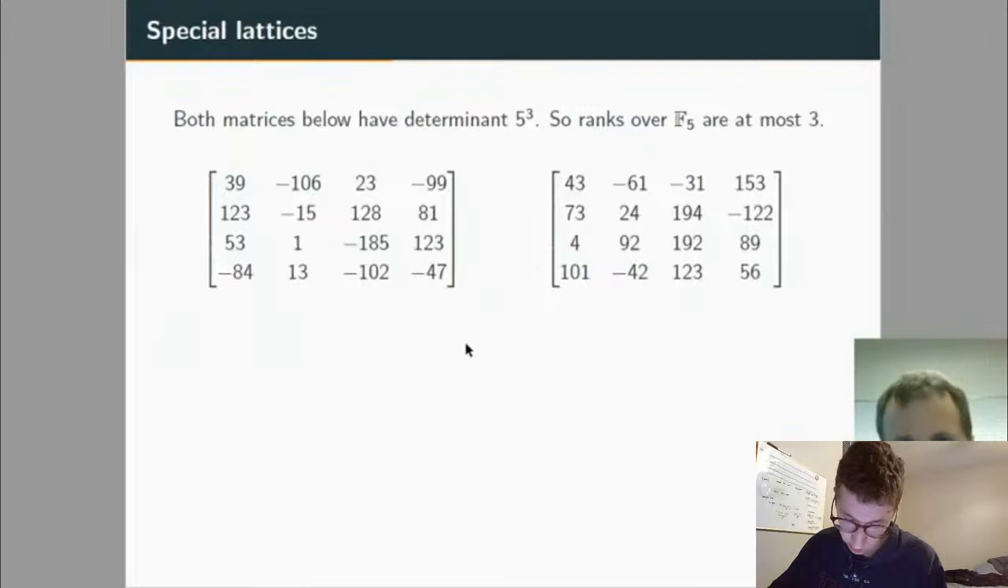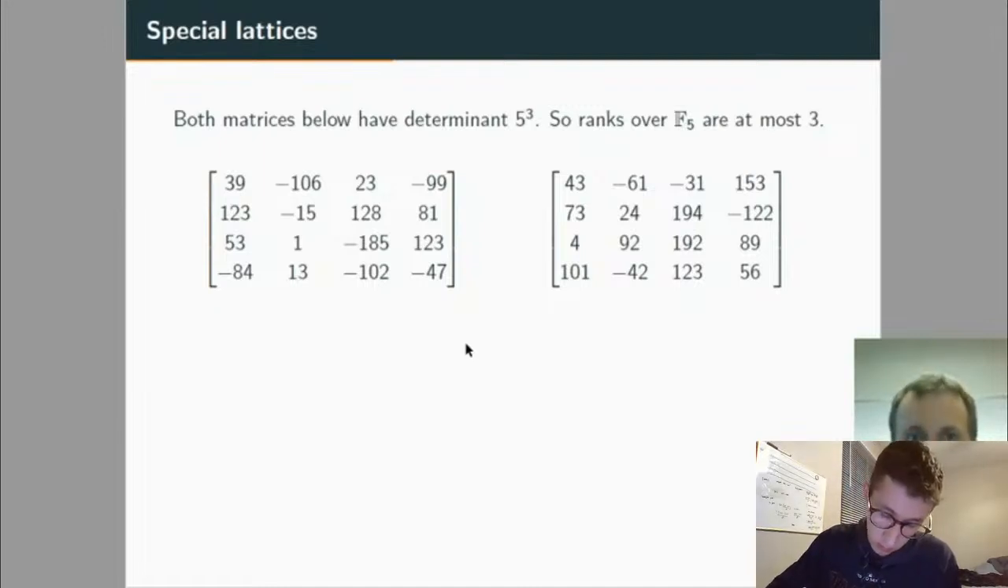All right, so now I'm going to go back to our two original problems, and I'm going to talk about what separates them, and that'll give us an idea of how to reduce from one to the other. So both of these matrices have the same determinant, 5 cubed, but one of them is very special. It's the one on the right.